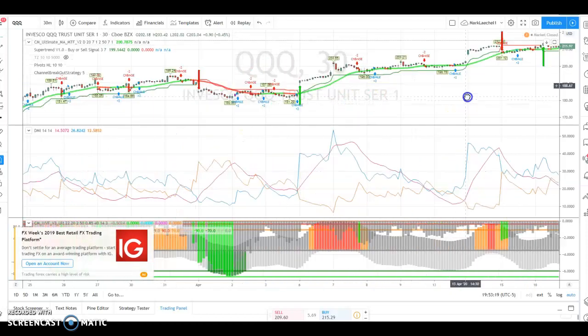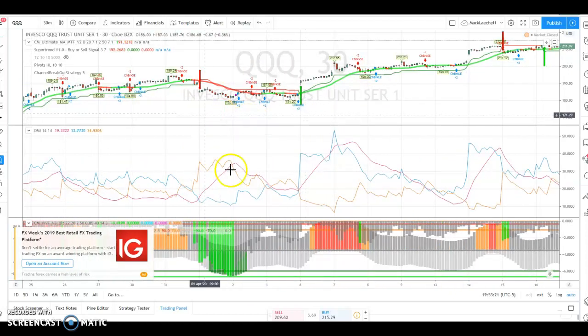Alright. However, the best times to be in is when the purple line's under 20, one of these dives in, and you can see like right here, or right here, or right here. Do you see that constant pattern set up? And that's when things are really moving.